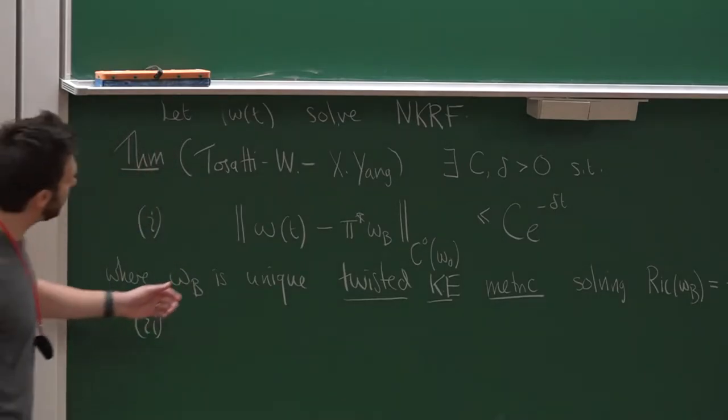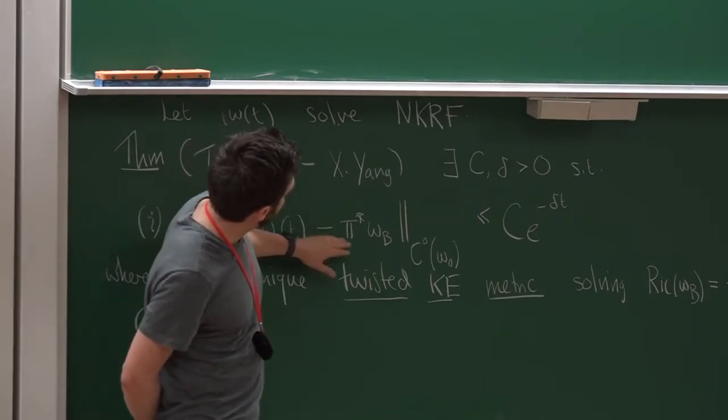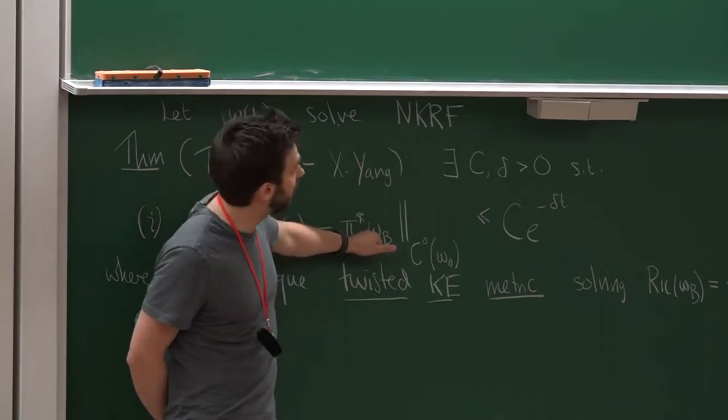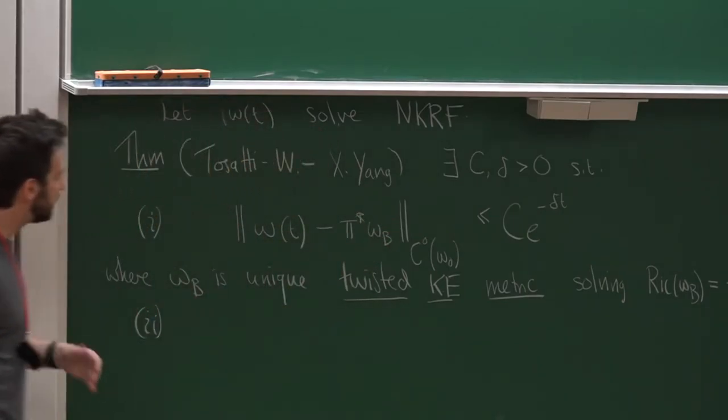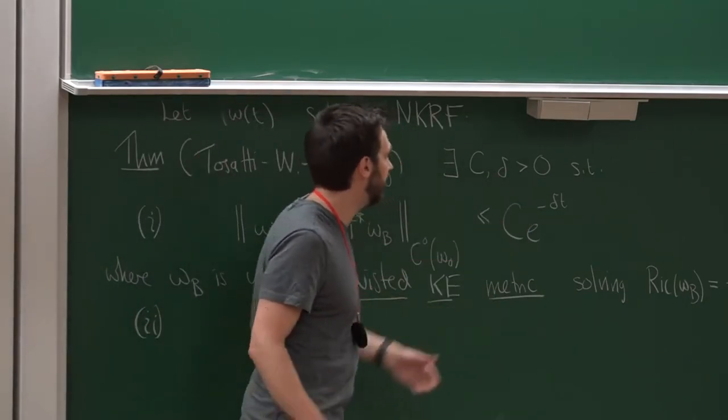So this is really saying that you have convergence of these metrics to a 1-1 form. It's of course a degenerate 1-1 form. It's not a metric on M. So you get this nice convergence property, and it's exponential.